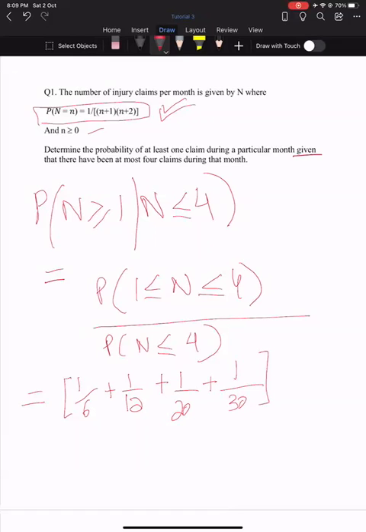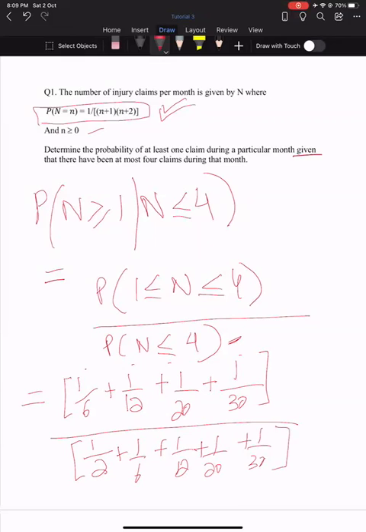This is the numerator. Same thing in the denominator, but 0 is also included because n less than or equal to 4 includes 0 as well. So in that case, we will get 1/2, I think. And the rest we know, for 1, 2, 3, 4. We'll solve this, and with the numerator the same, we get 20/50, which will be 2/5.